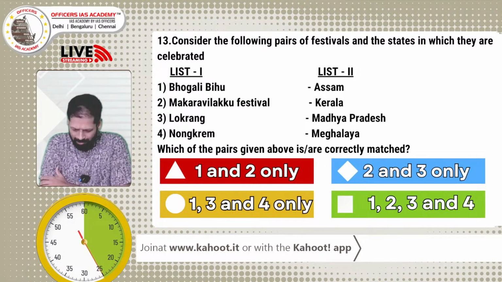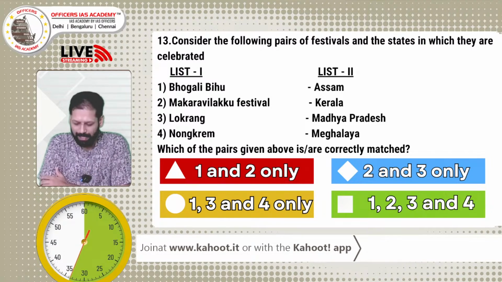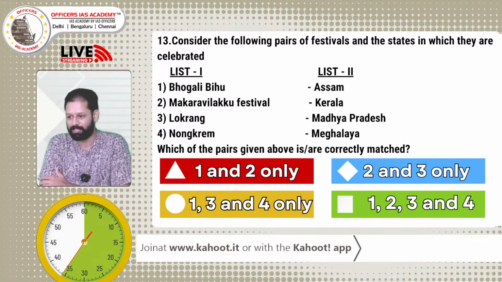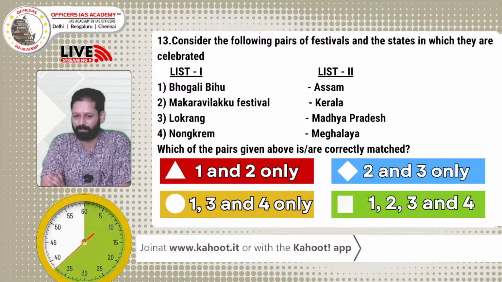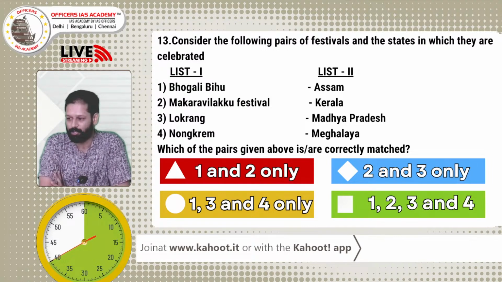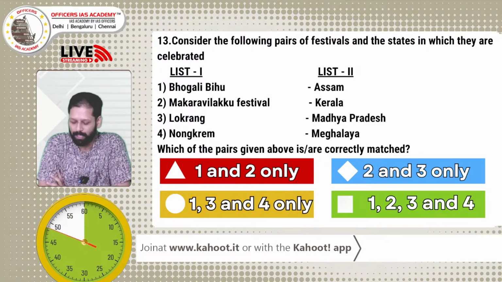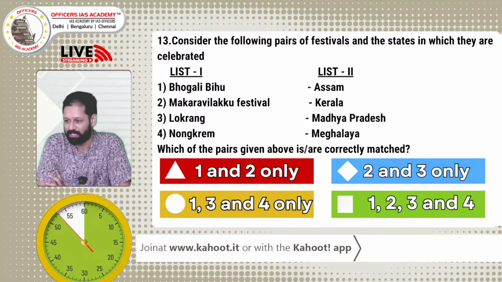Sorry, I got the question wrong. I think the question has been given in the incorrect way. The question has to be, consider the following pairs of festivals and the states in which they are celebrated. Right? It is festivals list 1 and states list 2. The question has been erroneously given. I'm sure it must have been some kind of error in making the question. List 1 is the festival and list 2 is the state in which it is celebrated.